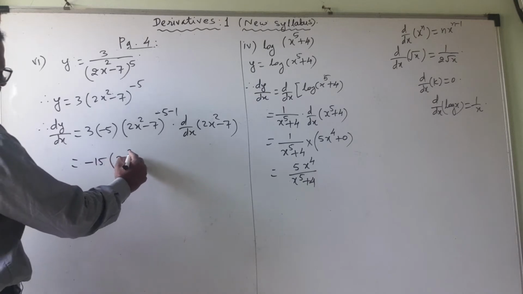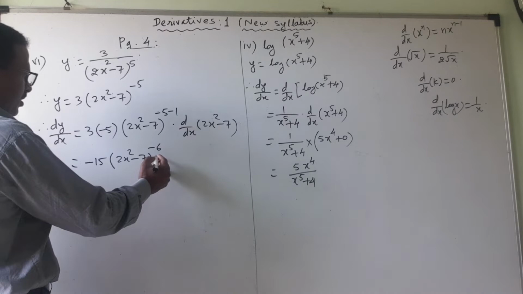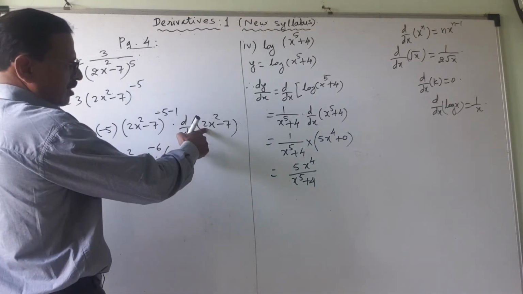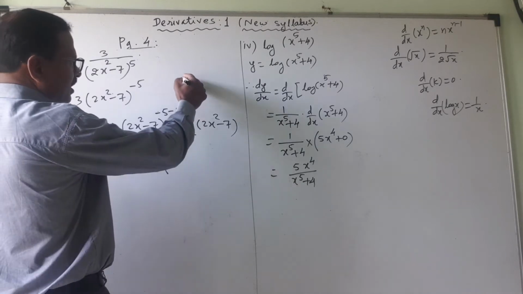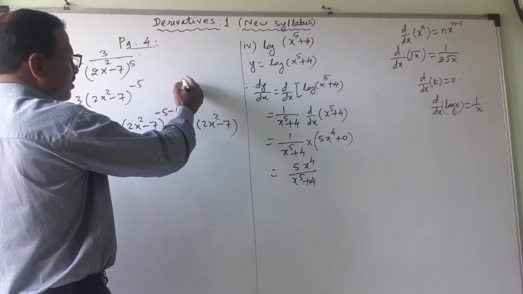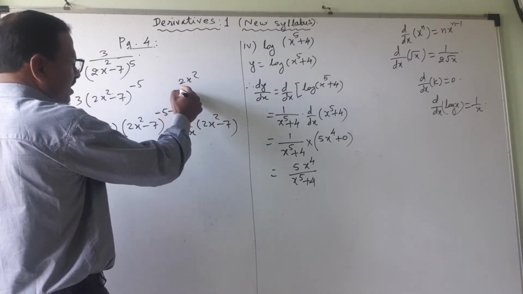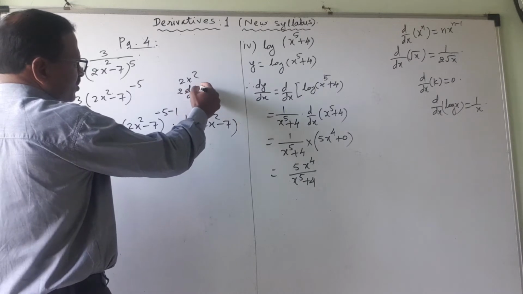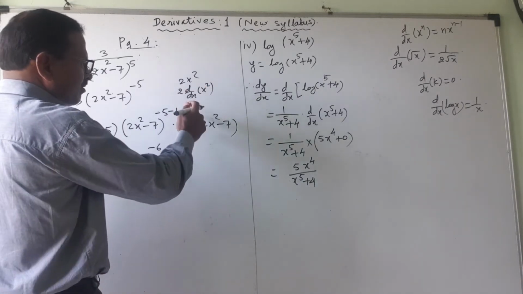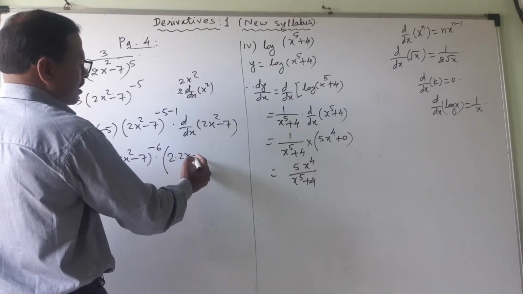into 2x square minus 7 raised to minus 6 into derivative of this, 2. It is a constant, it is a multiplier, 2x. Now I am taking the derivative of 2x square. So this is the constant. When it is a coefficient, then 2 into d by dx of x square. That way we have to do. And x square derivative is 2x. So 2 into 2x minus 0.